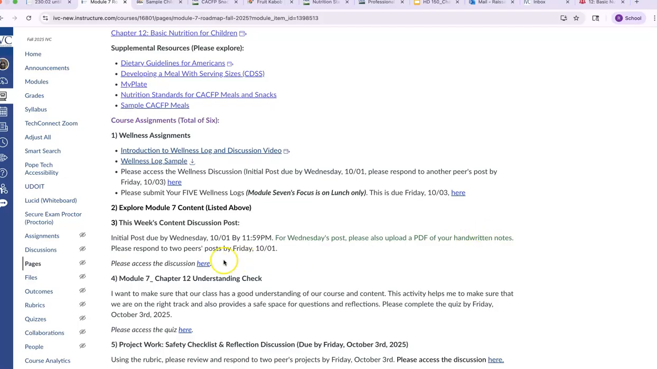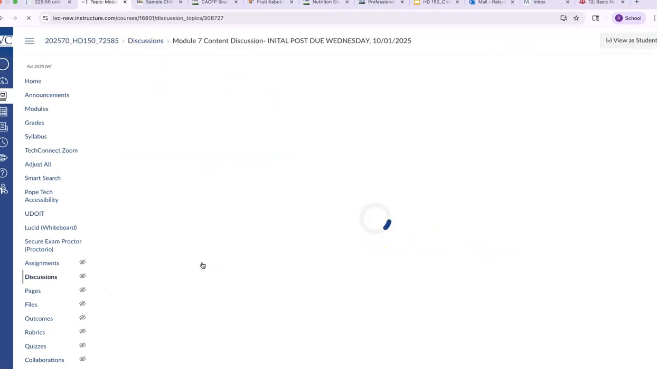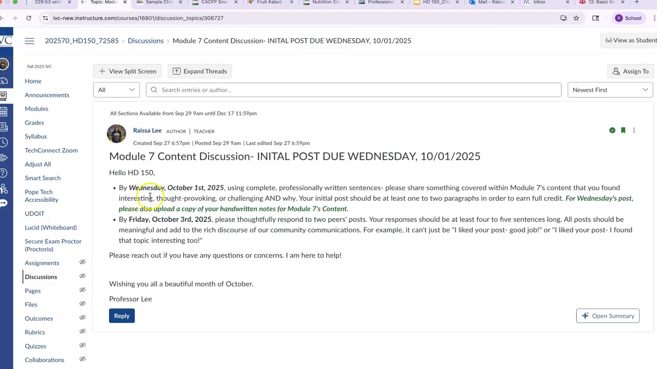For your content discussion, by Wednesday, do your first post, and then by Friday, respond to 2 peers' posts. And make sure on Wednesday that you upload a PDF of your handwritten notes too. So to access the discussion, you just click on that. So again, that's the same thing. Make sure that your initial post is at least 1 to 2 paragraphs to earn full credit. And then for Wednesday's post, please also upload a copy of your handwritten notes for Module 7's content. So your handwritten notes and your first post need to be done on Wednesday. Then by Friday, by the 3rd, you need to respond to 2 other peers' posts.